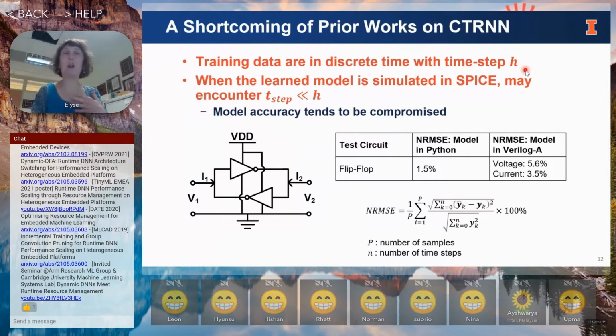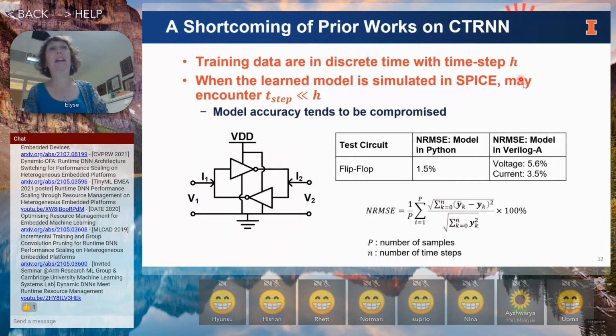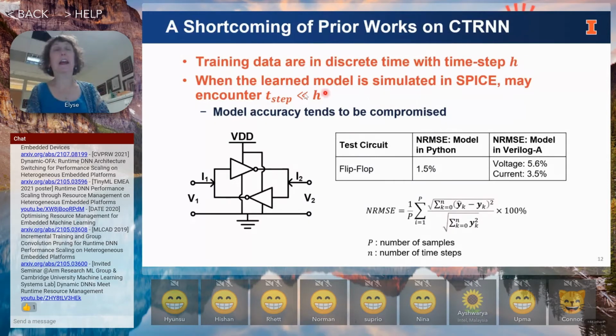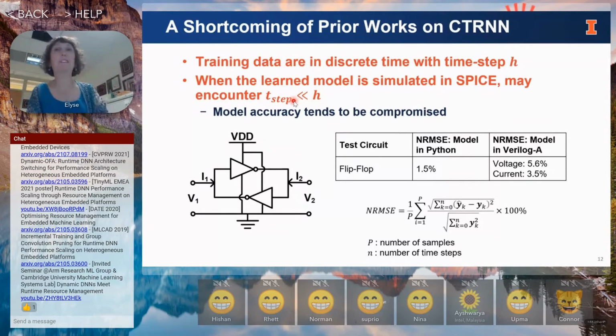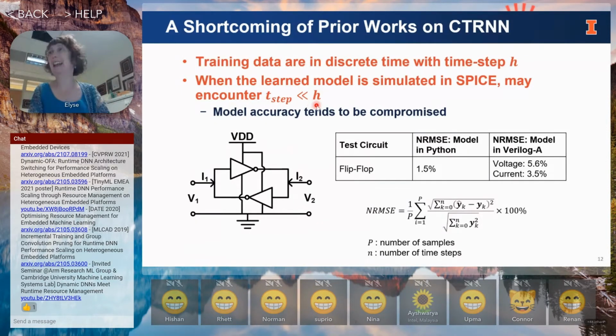It's an adaptive time step simulation, and there may be instances at which the simulator uses a time step that is much less than H. Under those circumstances, the accuracy of the model tends to be compromised. I show one particular example here. We learned a model of a flip-flop. The validation error was 1.5%, so very good.